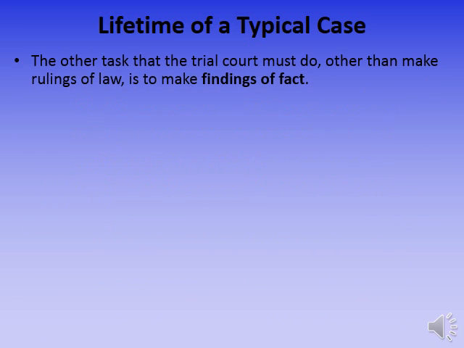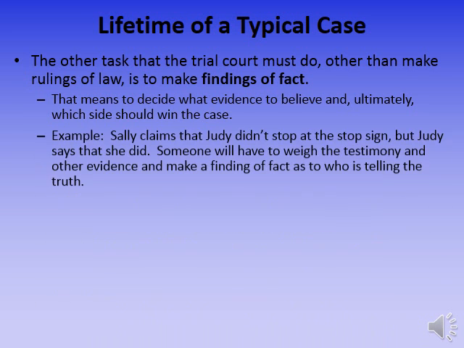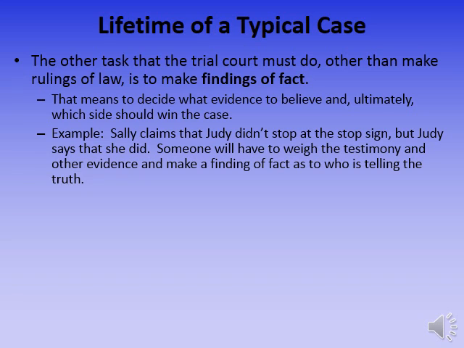The other thing that a trial court has to do, other than make rulings of law, is to make what we call findings of fact. And this means to decide what evidence to believe and ultimately which side should win the case. So, for example, let's say in our Sally versus Judy case here, Sally claims that Judy didn't stop at the stop sign. Judy says that she did stop at the stop sign.